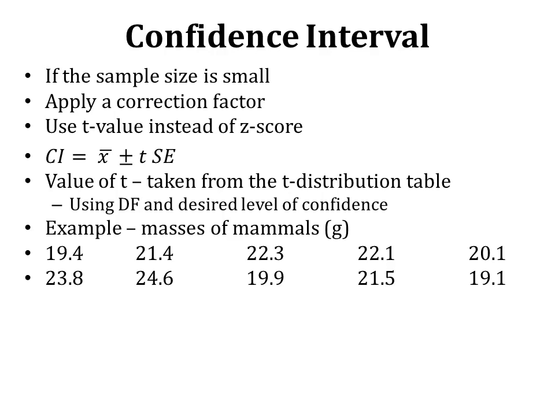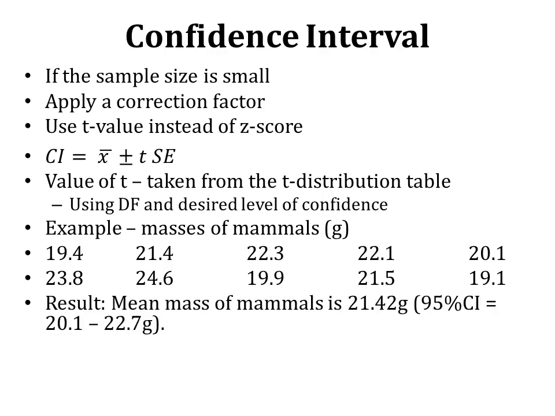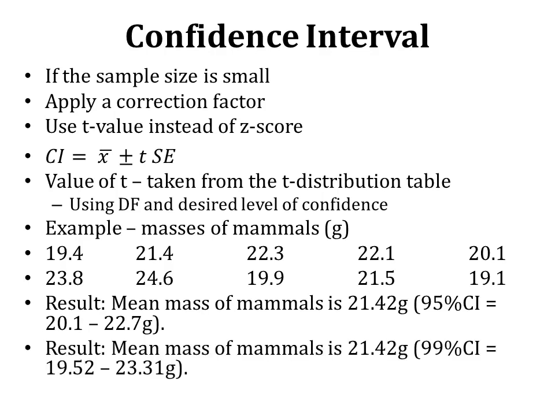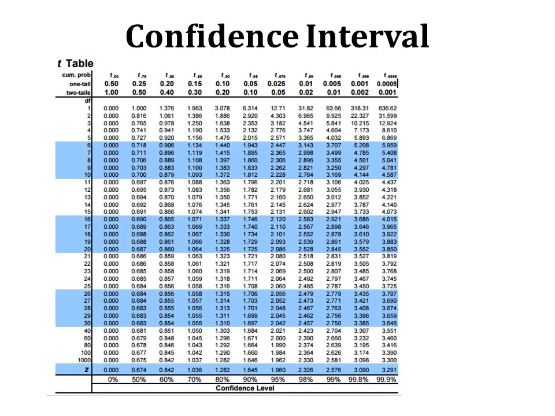For example, masses of mammals, so this is a smaller sample. How many observations are there? There are 10 observations. So the mean mass of mammals is 21.42 grams, and the 95% confidence interval is 20.1 to 22.7 grams. We did this calculation in the class, if you remember, and we calculated this confidence interval using the t value, and this is the table for getting the t value. So using the degrees of freedom for the two-tailed test and the desired level of significance, which is 0.05, which gives us the 95% confidence interval.